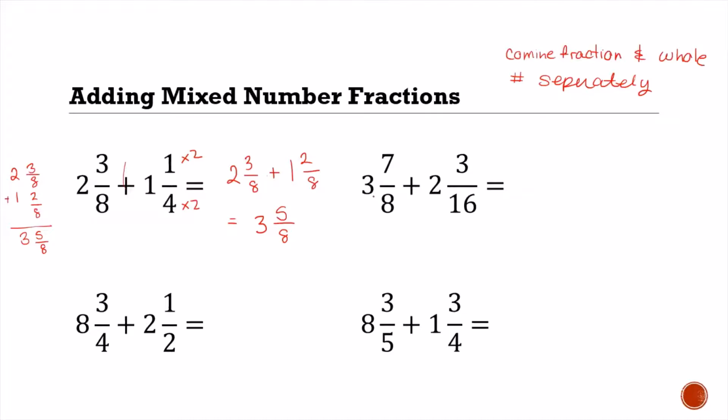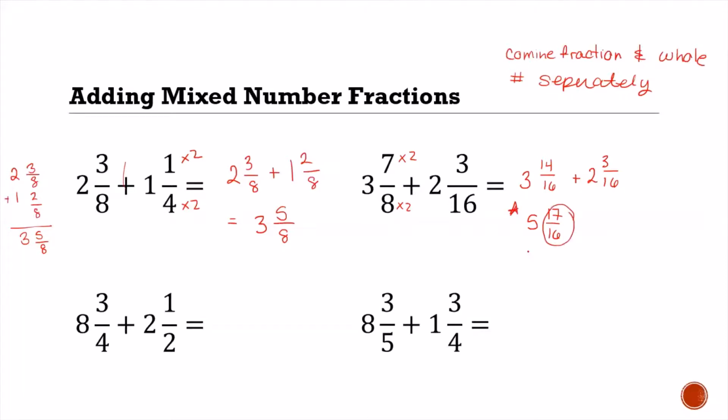Let's do the next one. 3 7/8 plus 2 3/16. Well, we need to make our denominator common, so we're going to multiply by 2. So this will leave us with 3 14/16 plus 2 3/16. So let's do like we did before. We're going to do the whole number and the fraction separately. So 3 plus 2 leaves me with 5. The fraction part, 14 plus 3, leaves us with 17/16. Now we can't leave it like this, okay? This is an issue.